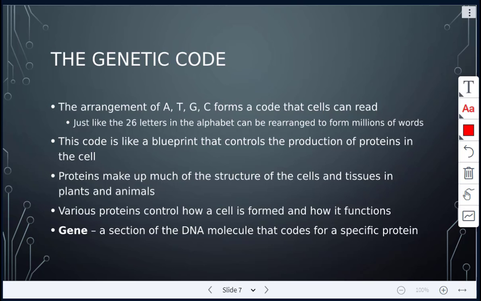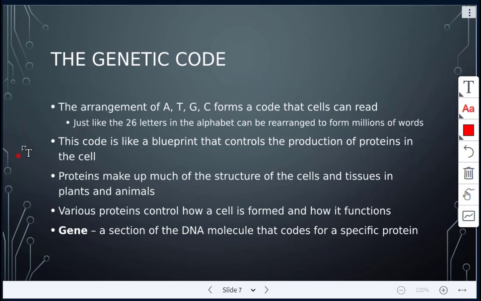Okay, so those four nitrogen bases that we talked about, A, T, G, and C. So the arrangement of A, T, G, and C will form a code, and that code is read by cells. And just in comparison, like we have 26 letters in the alphabet, we can rearrange the letters in the alphabet to form millions of words. Same thing with these four nitrogen bases. They can be in different lengths to form a code, which will be read and will make up a gene.